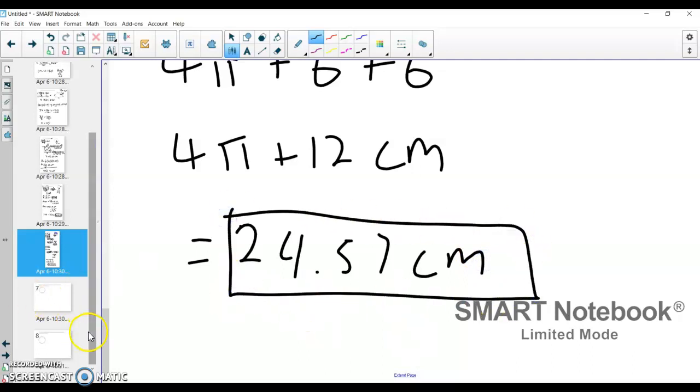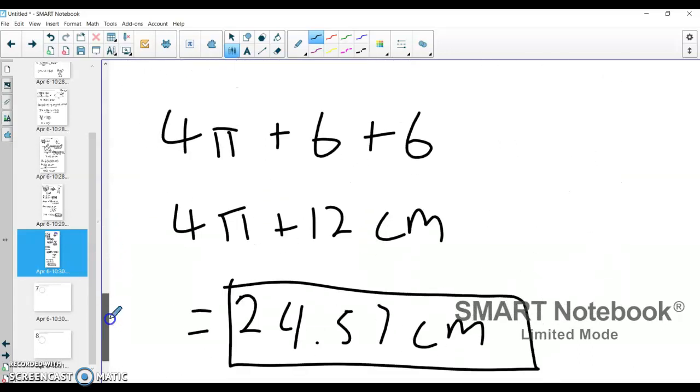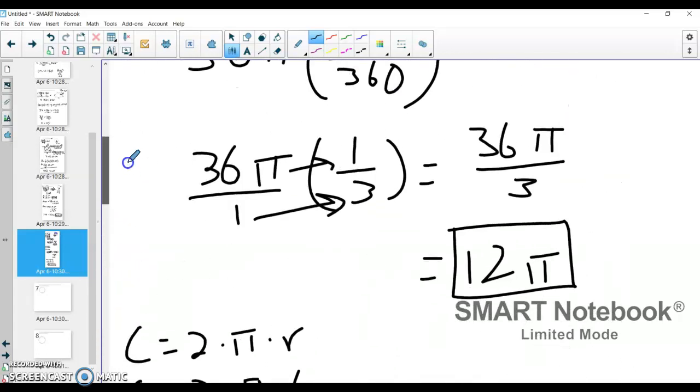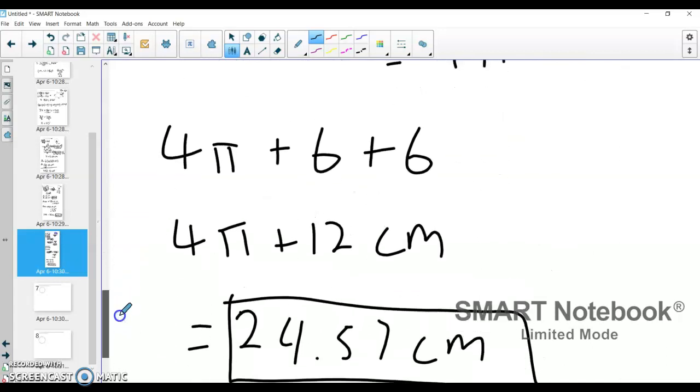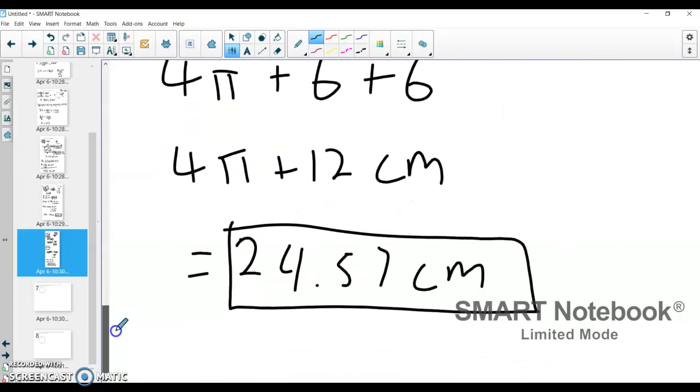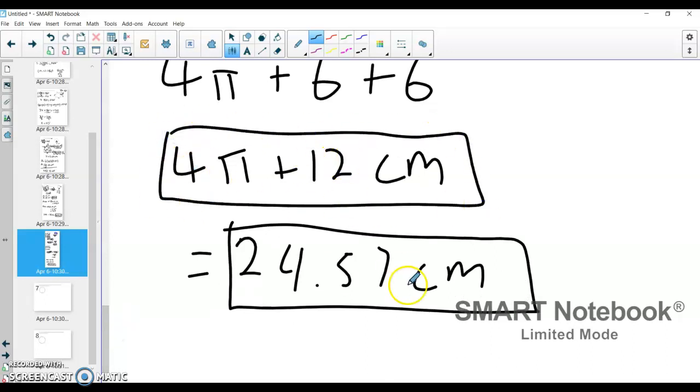But those are the 2 answers here for 6, your area being 12 pi, and then your perimeter being either 4 pi plus 12, or if you calculate that out, 24.57 centimeters. All right.